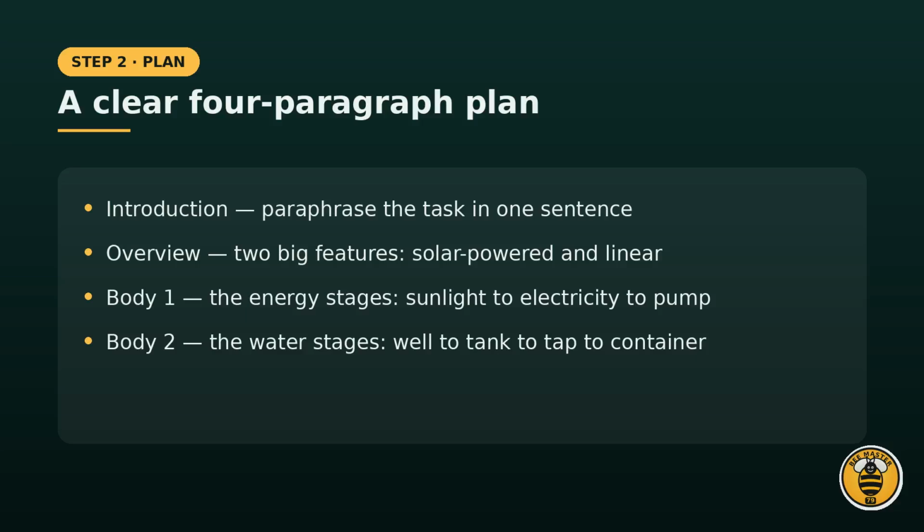Here is a clear 4-paragraph plan. Paragraph 1, an introduction that paraphrases the task. Paragraph 2, an overview with 2 big features: the system is solar-powered and the process is linear. Paragraph 3, body 1, the energy stages, from sunlight to electricity to the pump. Paragraph 4, body 2, the water stages, from the well to the tank to the tap and finally the container.